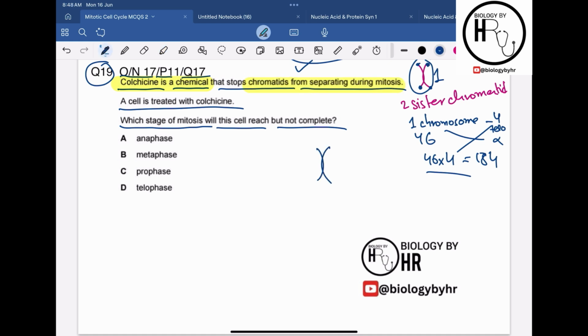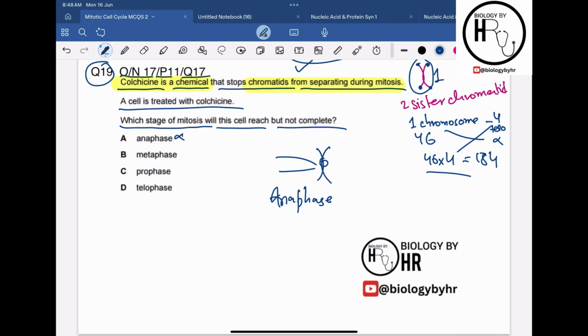In which phase of mitosis do the sister chromatids separate? It is the anaphase, right? What happens in the anaphase? The centromere splits, the spindle fibers shorten, and the sister chromatids separate and move towards the opposite poles of the cell. So obviously it is not going to reach the anaphase.